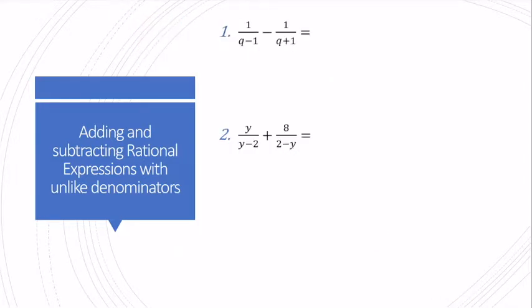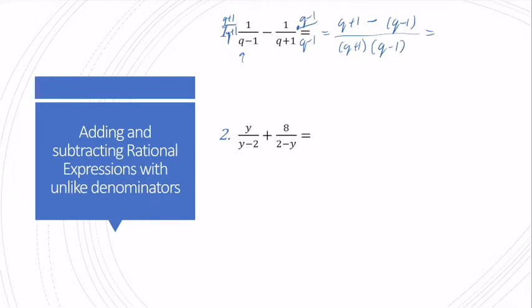So if I have 1 over q minus 1 minus 1 over q plus 1, I can go ahead and multiply my fraction on the left by q plus 1 over q plus 1. And I can multiply my fraction on the right by q minus 1 over q minus 1. That's going to give me q plus 1 minus q minus 1 over q plus 1 times q minus 1.